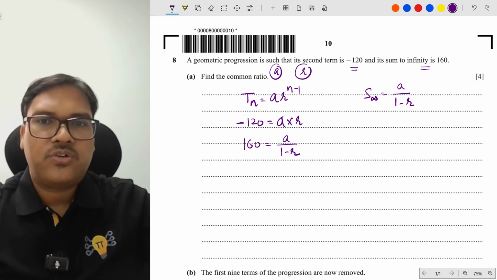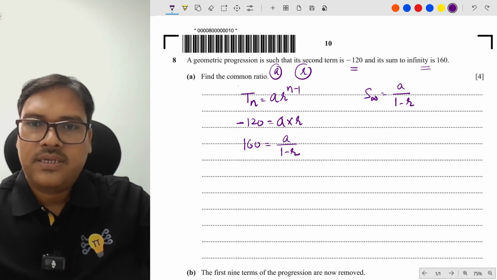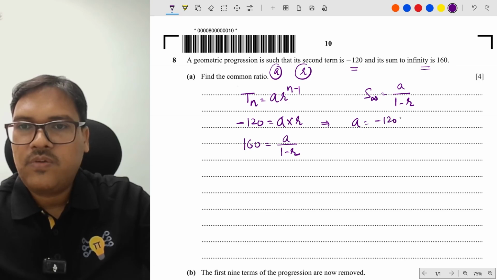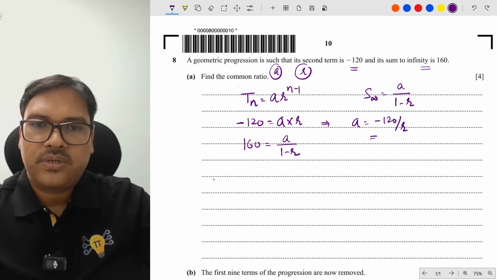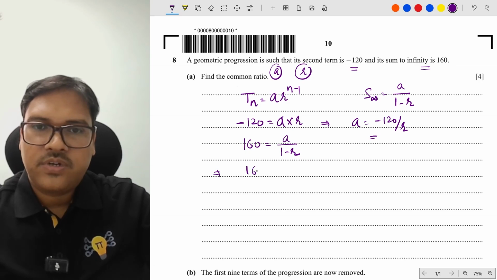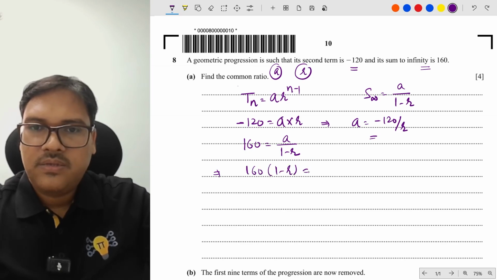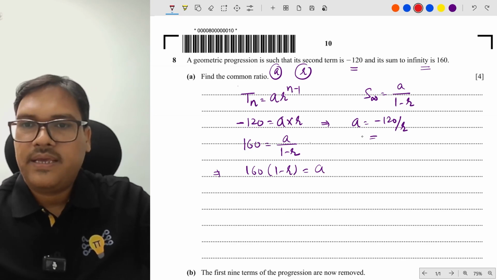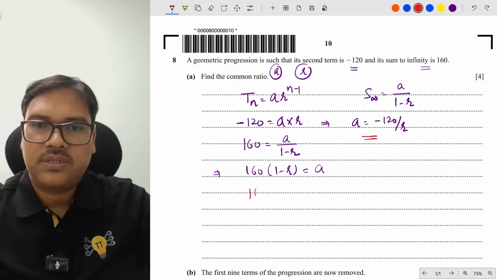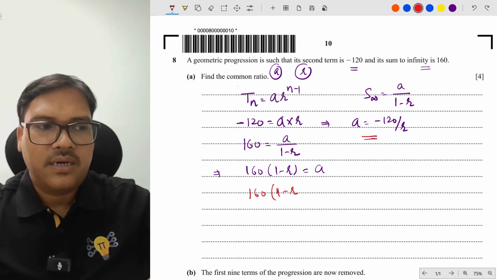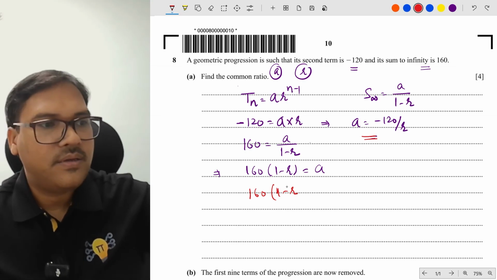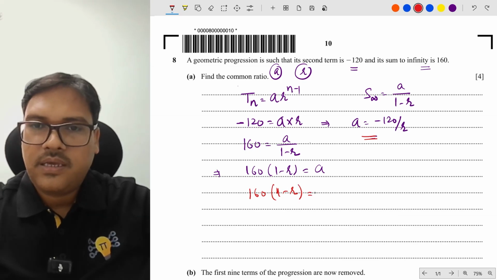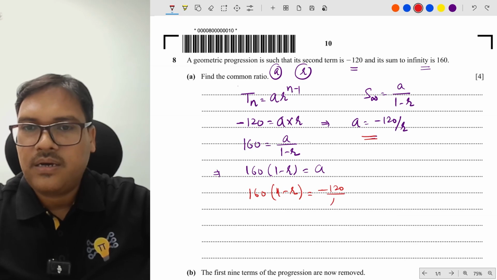Now you have to solve these equations to find the common ratio. From this, a is negative 120 divided by r, which we will substitute here. It is a simultaneous equation. This is 160 into 1 minus r is equal to a. Now, a is minus 120 by r. So this is 160 into 1 minus r equal to minus 120 divided by r.